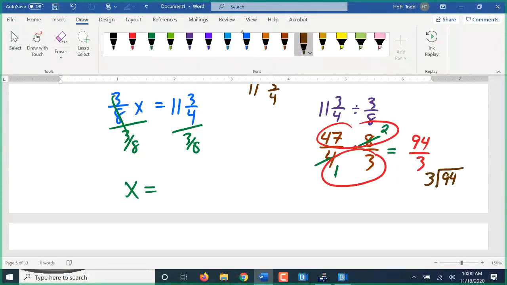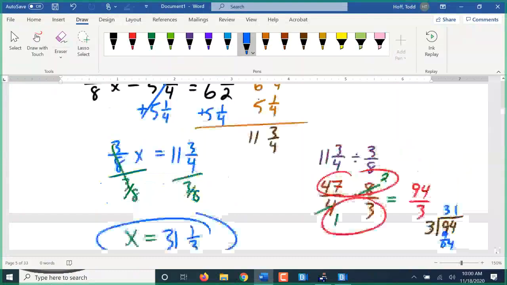94 divided by 3. Well, 3 goes into 9 3 times. That's 9. There's nothing left over. Bring down the 4. 3 goes into 4 once. That's 3. There's nothing left over. So that is 31 1/3.